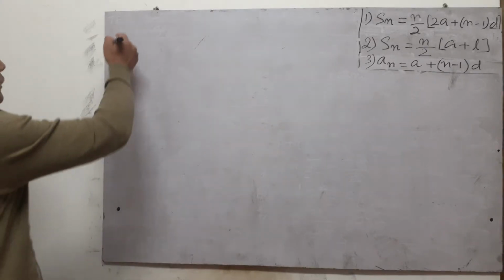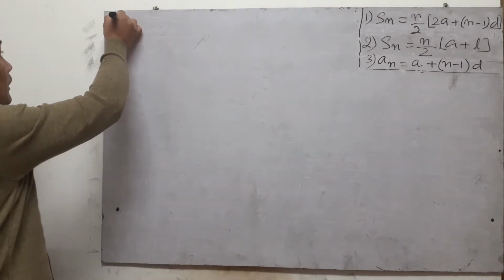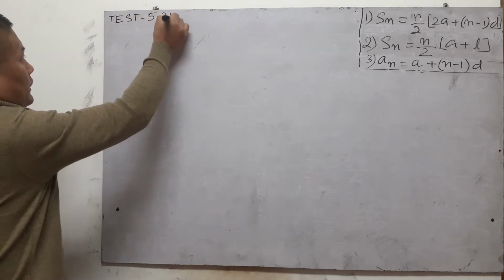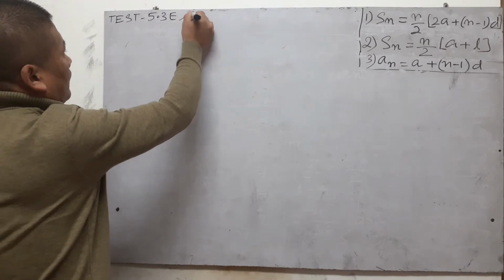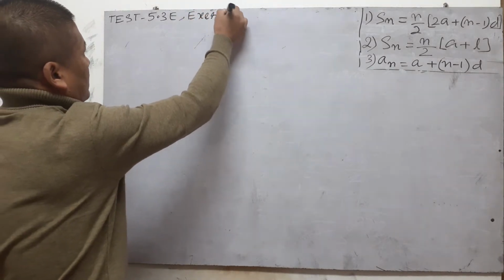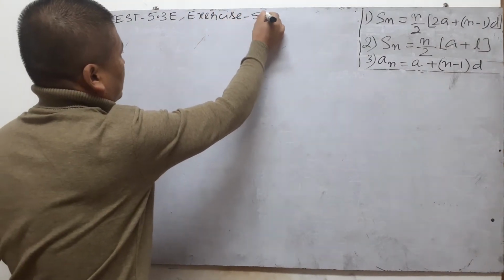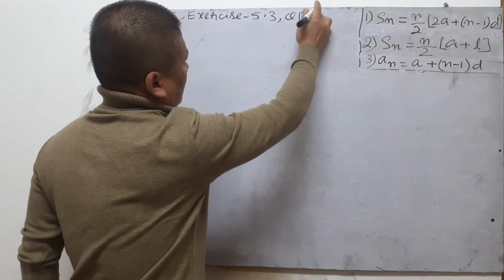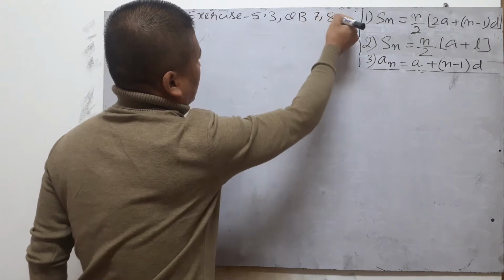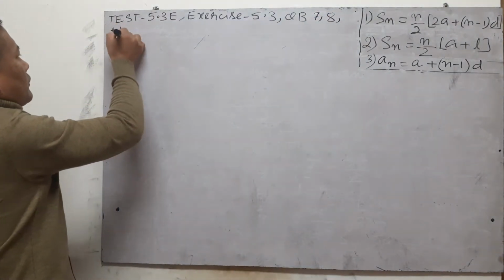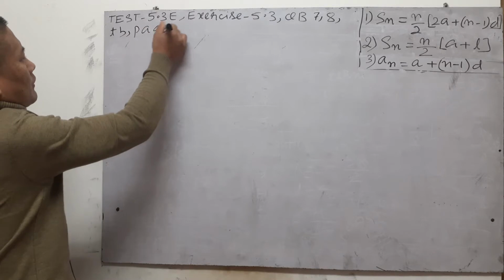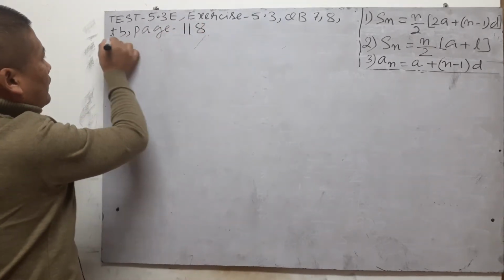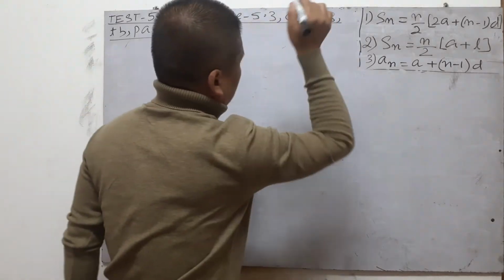Okay, so the next test, you follow me. Your test 5.3E, this will be under your exercise, same exercise, 5.3. Questions B, 7 and 8. We'll find this on textbook page 118, I think, 118. So write it down likewise along with me.